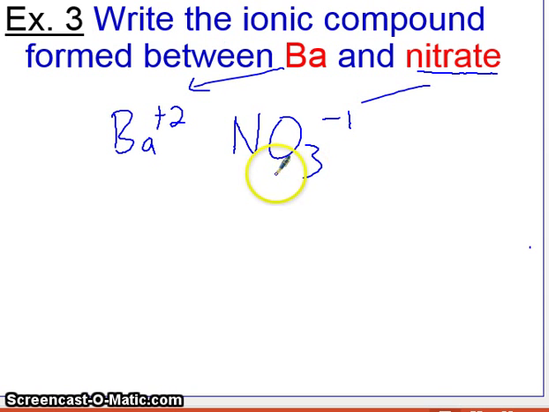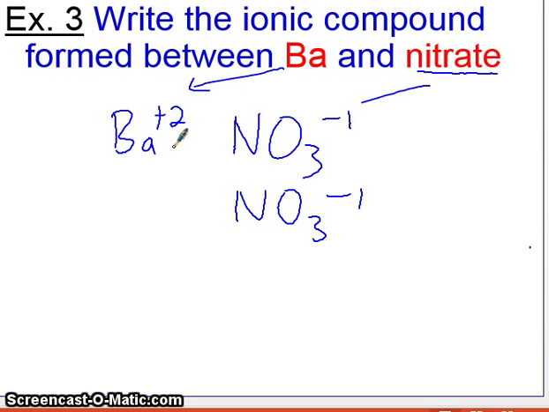Now NO3 is kept as a group. The whole group has a -1 charge. So the question is, how many of these NO3s do we need to balance each barium? Well, since it's a -1 charge, we need 2 of them. So we need 2 nitrates to balance each barium. And it's a 2-to-1 ratio.